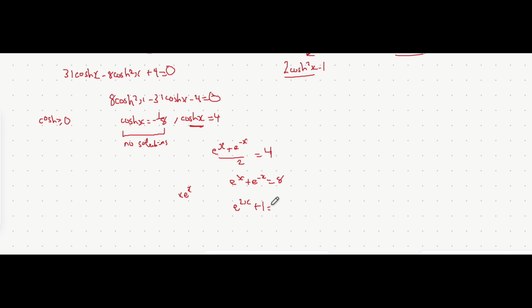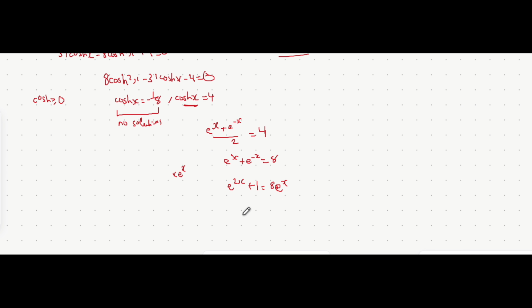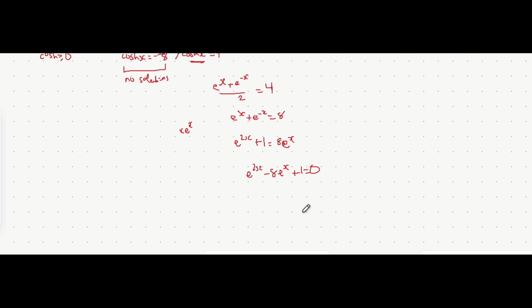And all of that's equal to 8e to the x. Once you reach this point, you can take 8e to the x to the left-hand side, so you have e to the 2x minus 8e to the x plus 1 equals 0. From here, you can use the quadratic formula, and when you do, you'll get that e to the x would then equal 4 plus or minus root 15.